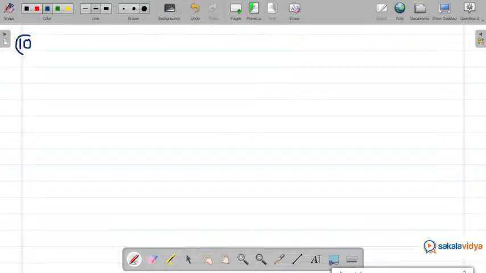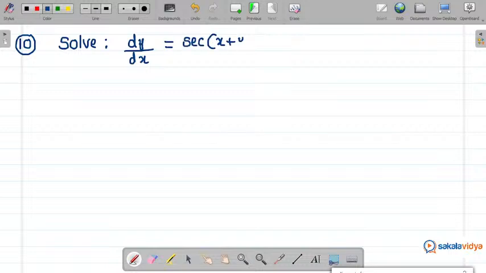Question number 10. Note down question number 10. Solve dy by dx equals secant of x plus y.